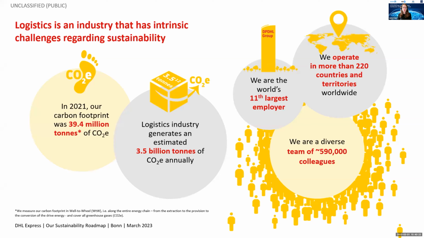As one of the biggest logistics companies in the world, we have intrinsic challenges when it comes to sustainability or ESG. We have a huge climate impact. The Deutsche Post DHL Group produced 39.4 million metric tons of CO2 emissions in 2021, which is equivalent to the carbon emissions of the whole country of Portugal in the same year. It is our responsibility to reduce our emissions in order to contribute to stopping climate change and also to meet the expectations of our stakeholders, customers, and partners.